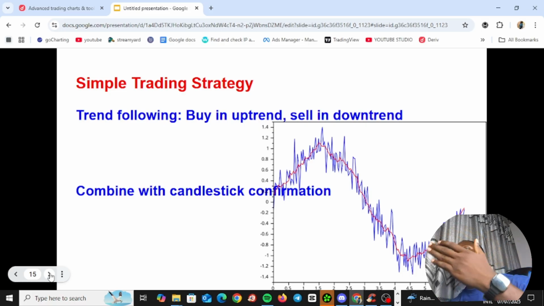You buy when the trend is going up, you sell when the trend is coming down, combined with candlestick confirmation. I made a video about confirmation entries in my previous video, so check my playlist. I'm going to also see that candlestick confirmation.